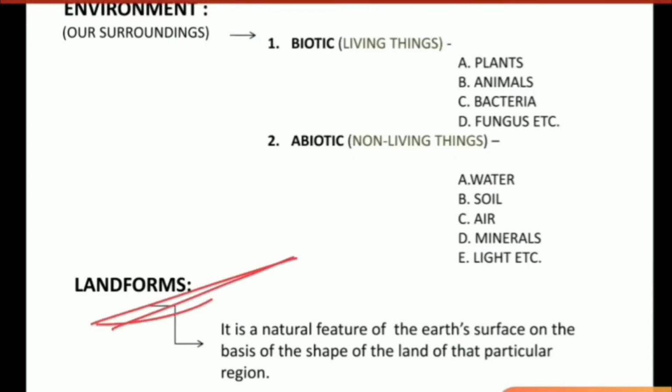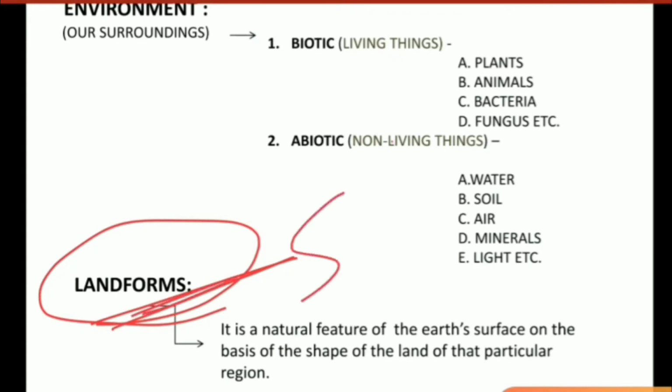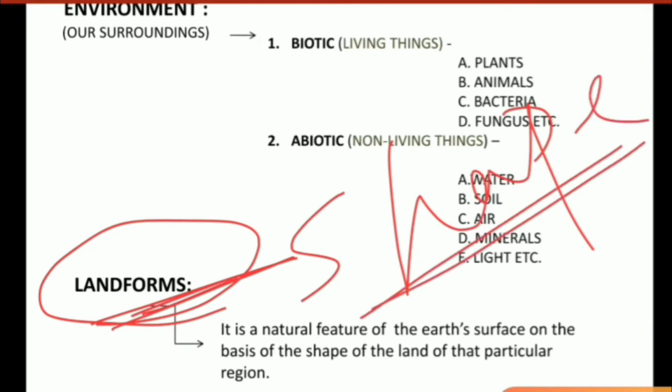Landform. From the term itself, you can easily get the idea. Land and form. Form simply means shape. So, the shape of a particular land is known as landform. It is a natural feature of the earth surface on the basis of the shape of the land of that particular region. So, on the basis of the shape, when a particular land is recognized, then this kind of physical feature is specifically known as landforms.